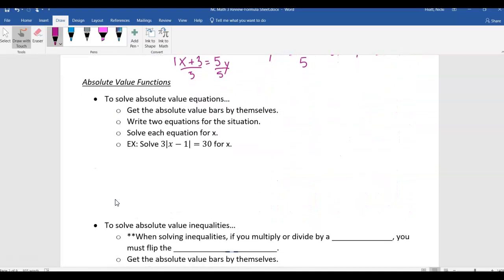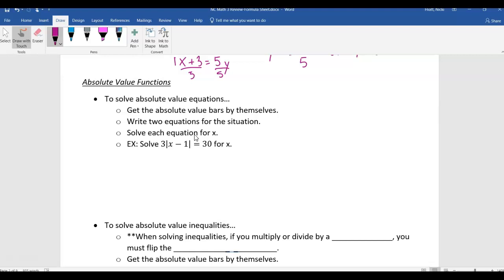In Unit 1, we also learned how to solve absolute value functions. To solve absolute value equations, we have equations and inequalities. So equations is going to be first. The first thing you always need to do is get the absolute value bars by themselves. Then you will write two equations for the situation, and then you'll solve each equation for x. So here is an example. I've got 3 absolute value of x minus 1 equals 30.